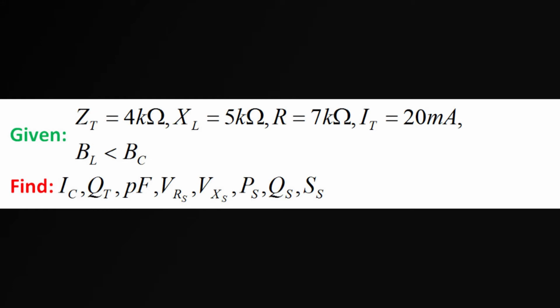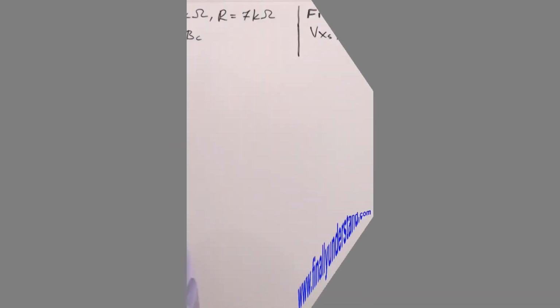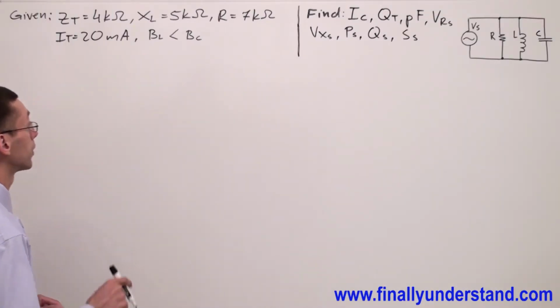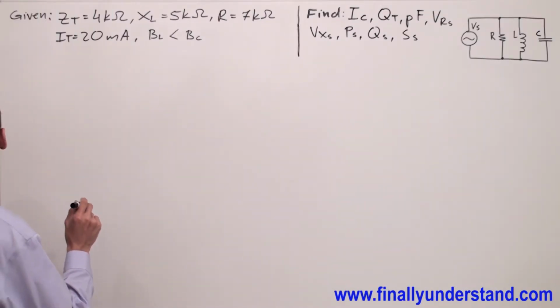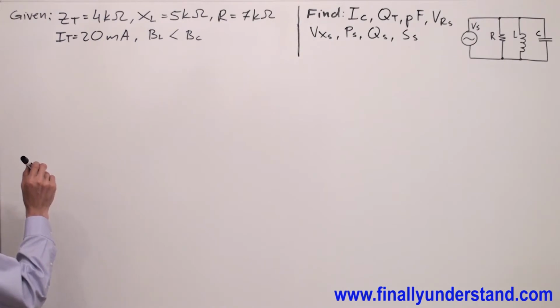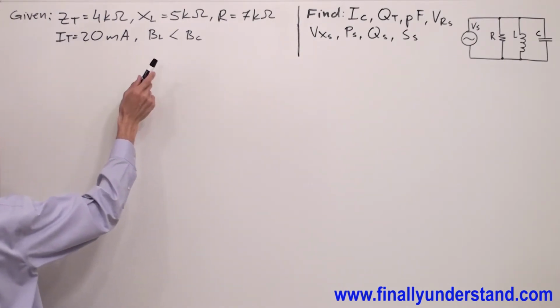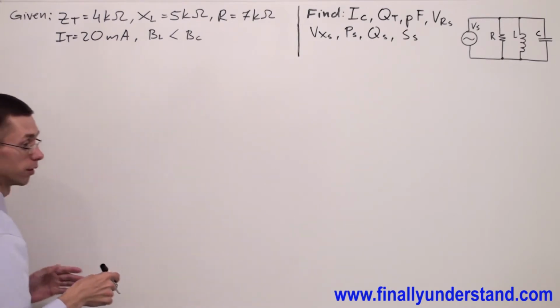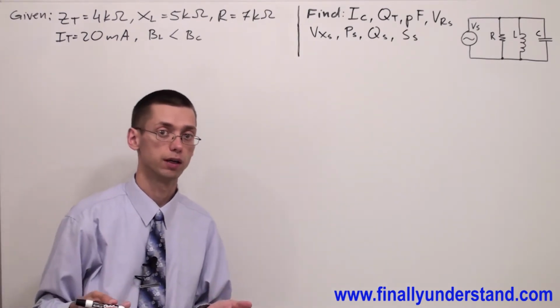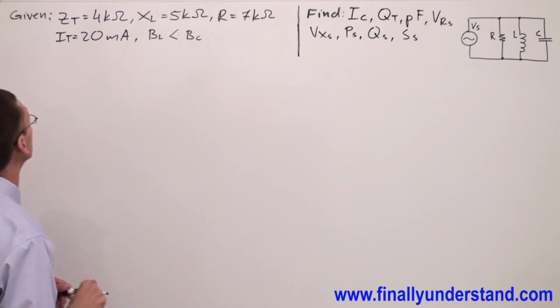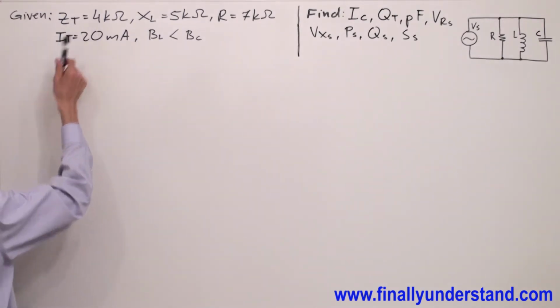We have another example on the board. I'm going to start solving this problem from calculating the power factor. Why? Because I have given Z total and I have given R, and if I'm going to have power factor, I'm going to also find angle theta, which is needed next to Z total.